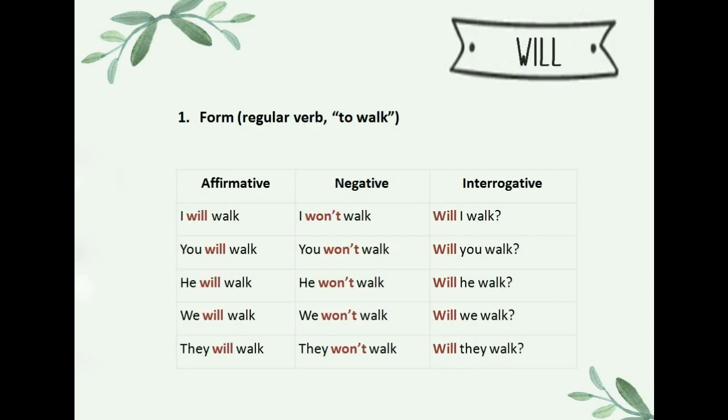The good news about this is that it is very easy to express future in English, or at least it is with will, because in order to form the future, we have to put will and the infinitive of the verb. In this case, there is no difference between regular or irregular verbs because we use the infinitive. That means that the affirmative is I will walk. The negative is I won't walk. Remember that won't is the contraction of will and not. And the interrogative is will I walk? You can see all the patterns here, and the good thing about it is that it doesn't change. Will for all the patterns and won't for all the patterns in the negative.